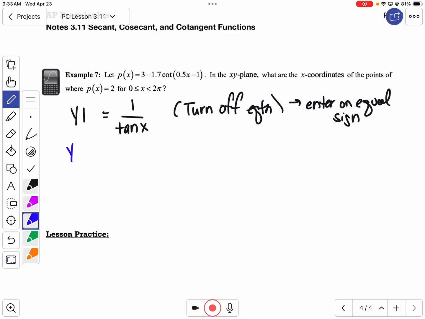Now, these are the 2 equations we're going to use. We're going to use y2 and we're going to use y3, okay? y2 is where we're going to put the big nasty equation. So we'll do 3 minus 1.7.